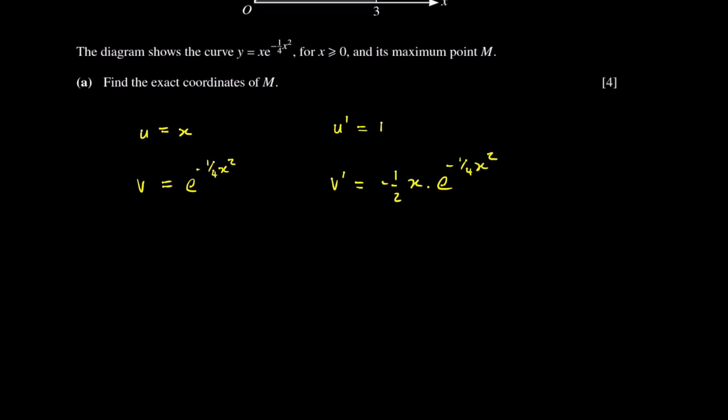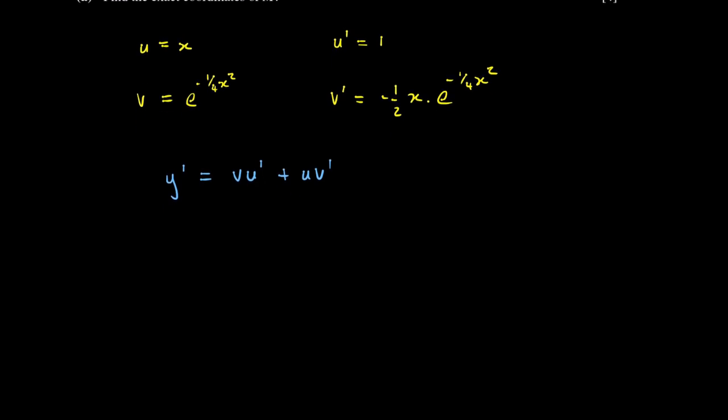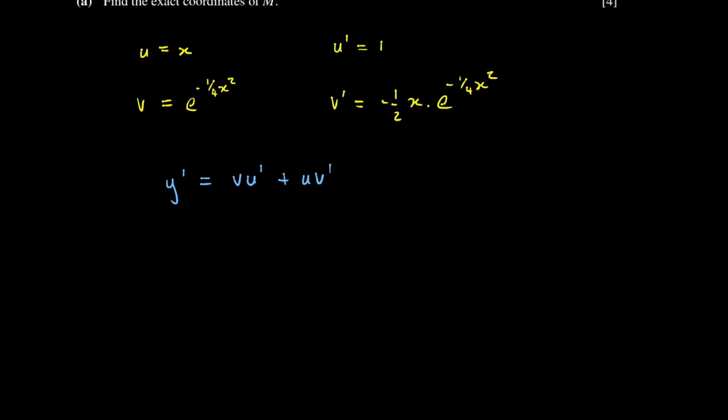Okay, then what is the product rule? The product rule is v du plus u dv, so vu' plus uv'. Now, I memorized that in a different order to the way I suspect most of you learn. Most of you learn u dv plus v du, the other way around. But I remember it in this order because it's the same order as the quotient rule, which means that when I do the quotient rule, I'm less likely to make a mistake.